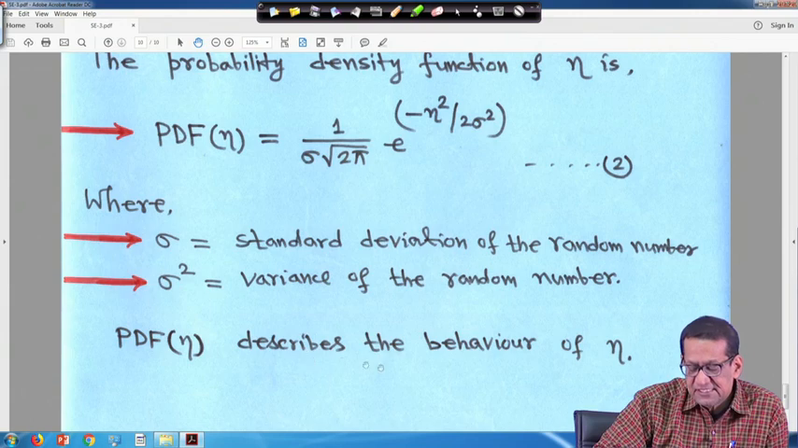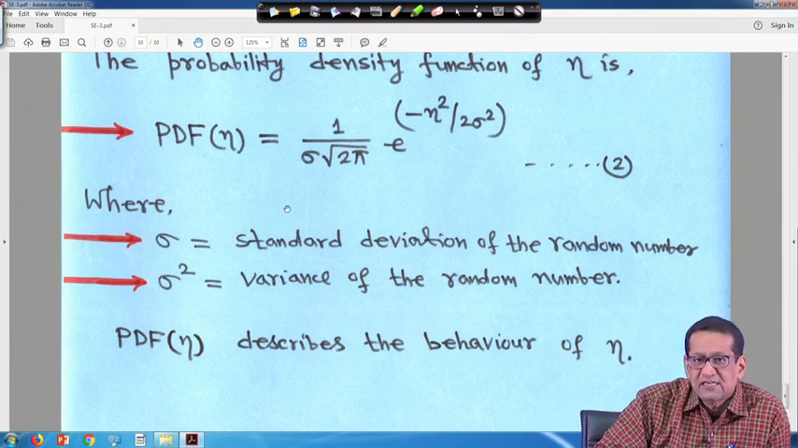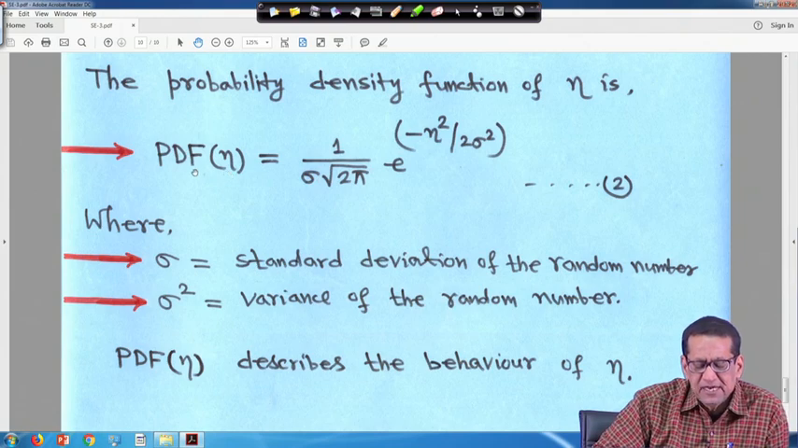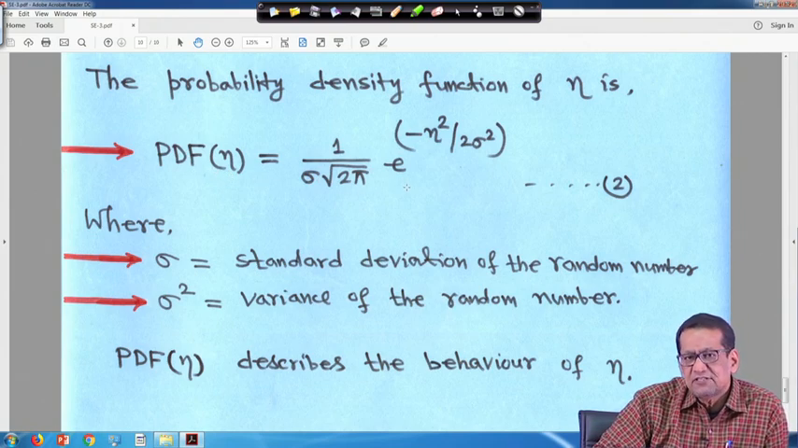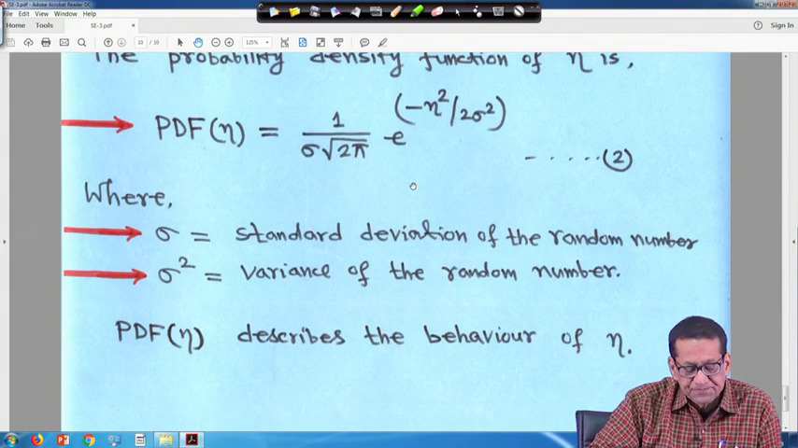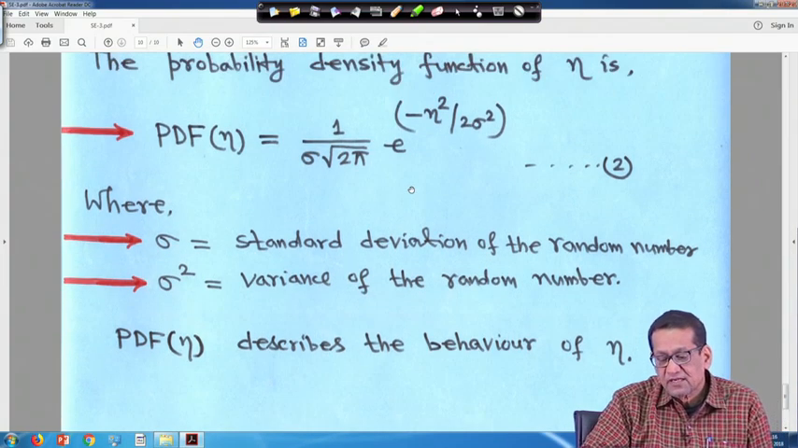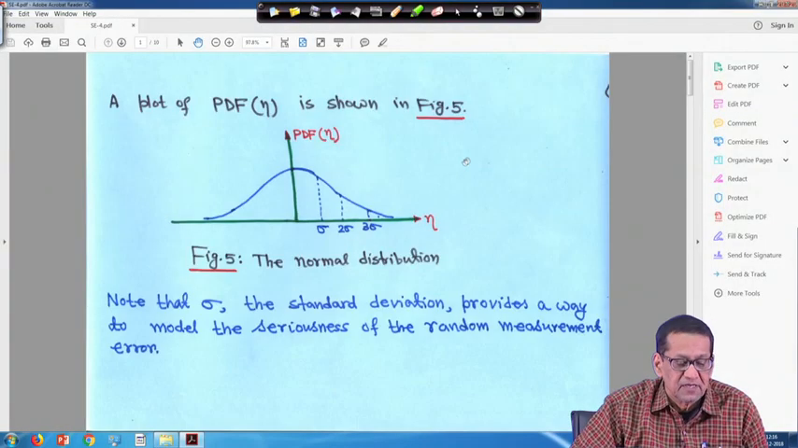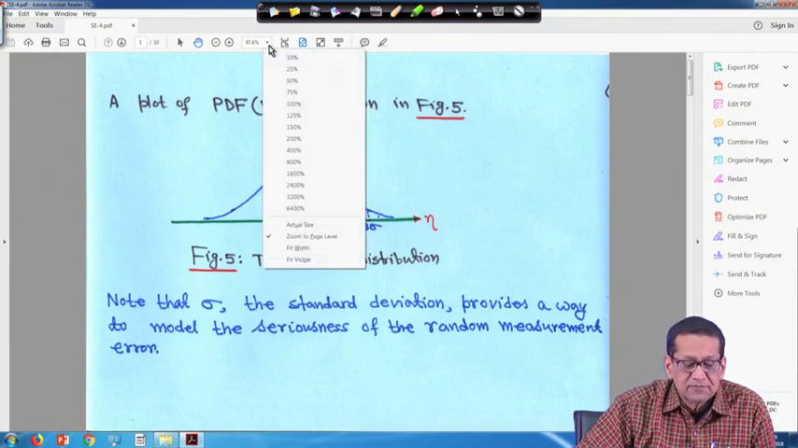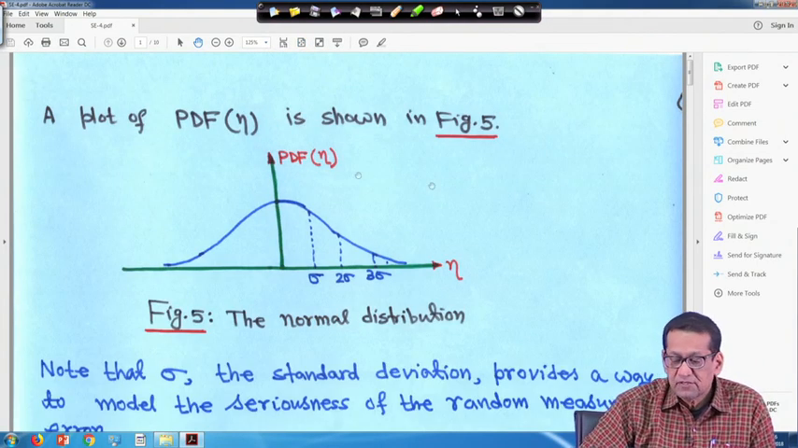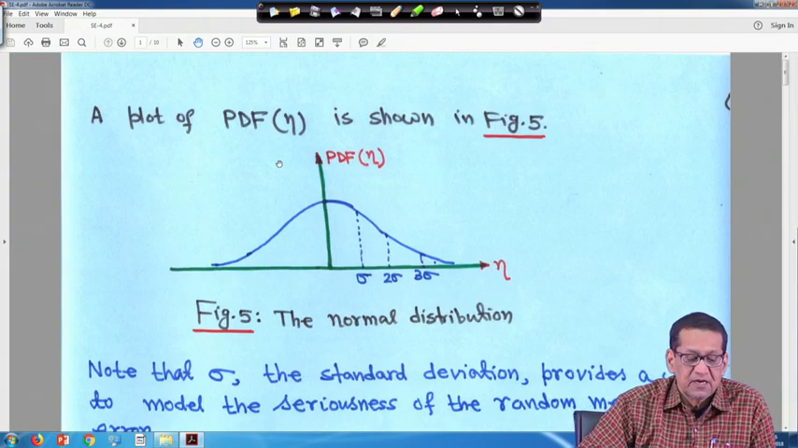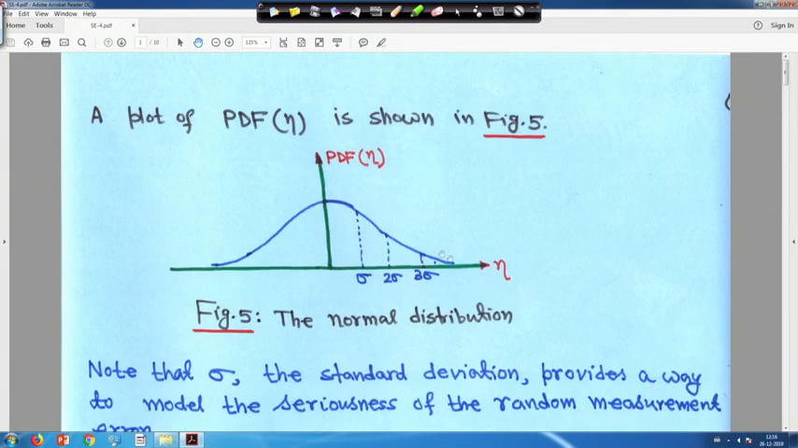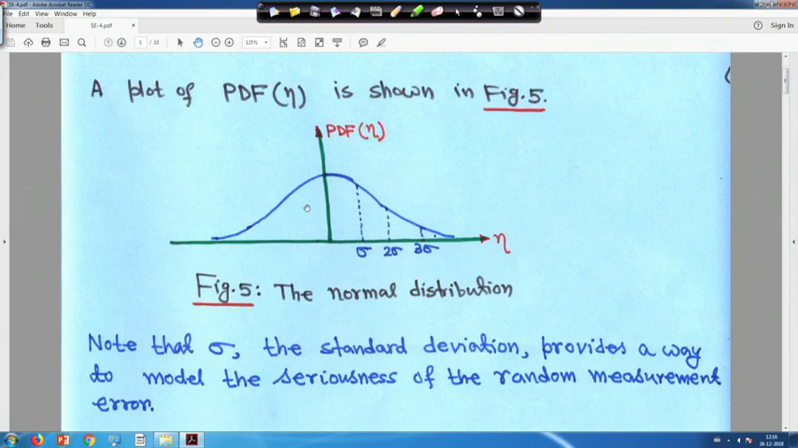Now, PDF zeta actually describes the behavior of zeta, right. So, we define this as a probability density function, and it is a normal distribution. So, the plot of probability density function, that is PDF zeta versus zeta, is given here. This is sigma, this is 2 sigma, this is 3 sigma, and it is actually the normal distribution, the PDF zeta versus zeta curve, right.